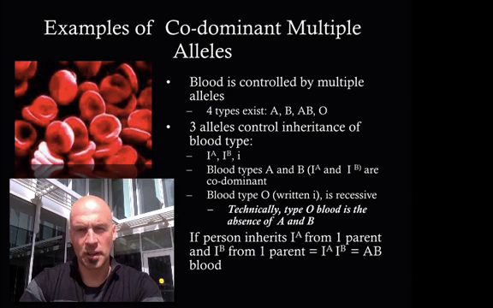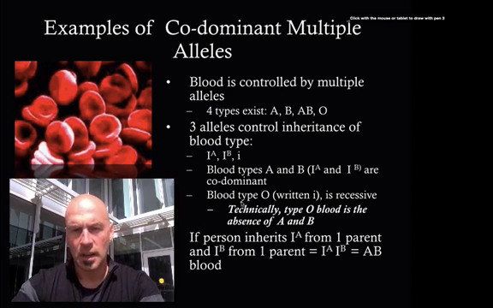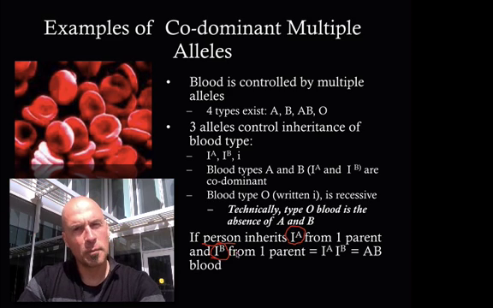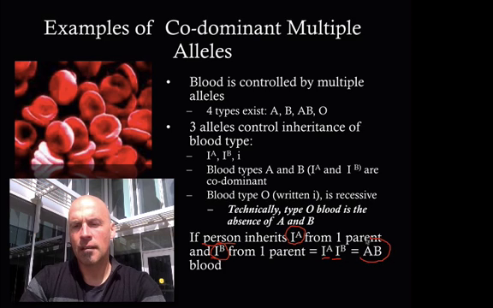Okay, so let's run some really quick numbers here. If a person inherits IA from one parent, and IB from the other parent, then you are going to have codominance with multiple alleles, which means you are going to get IA and IB, or more familiarly, you're going to have type AB blood.